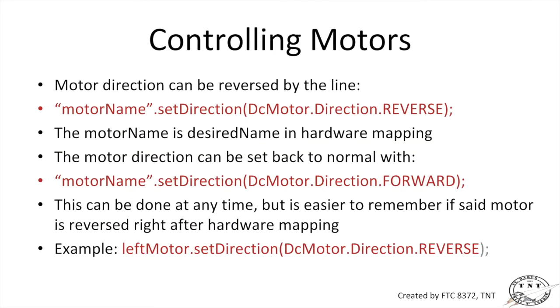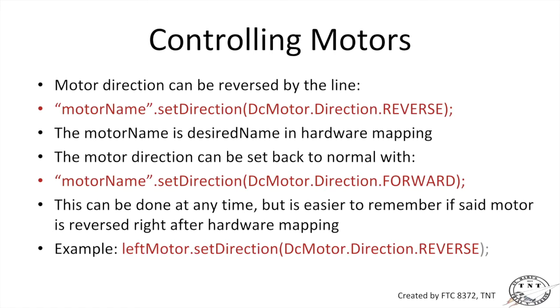So motor direction can be reversed by the line motorName.setDirection and DcMotor.Direction.REVERSE. Now this is a pretty specific function. However, this can be very useful if you have a motor on an opposite side of the robot, because you want them to turn in opposite directions to make your robot go forward. So you can reverse one of the motors to make both the values the same and make it easier for yourself. Once again, motorName is the desired name in hardware mapping and not the config name.